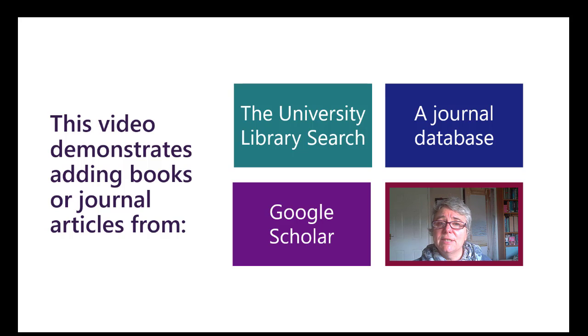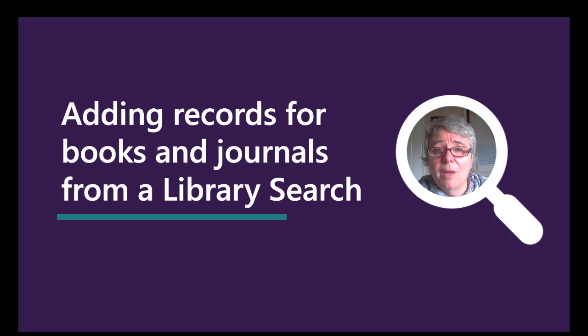First of all, the library search. This can be for books or journal articles. Then we're going to look at a specific journal database. And finally, we're going to look at how you can download the odd record from Google Scholar. We'll start by looking at the library search option.